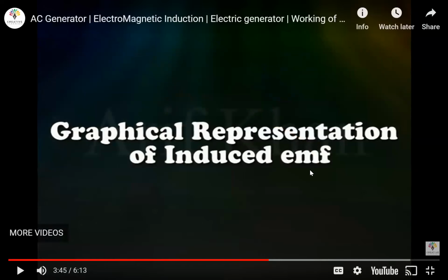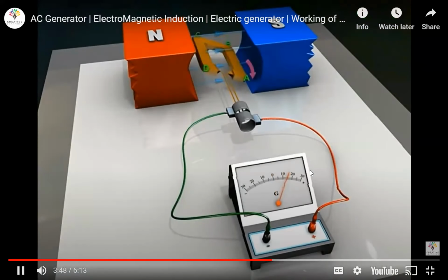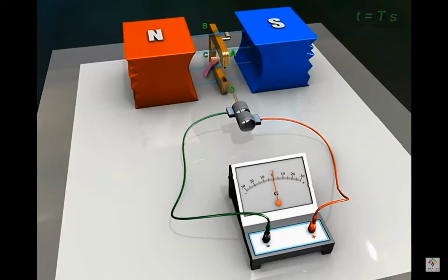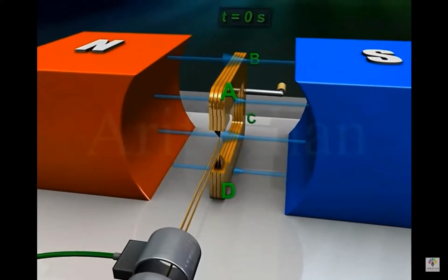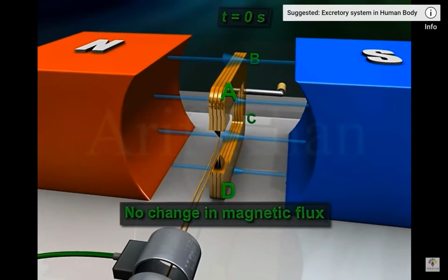Graphical representation of induced EMF. Pay attention to this part. Always comes out in the exam. This one is very important. Suppose the armature takes t seconds to complete one rotation clockwise. At time t equal to 0 seconds, the armature ABCD is vertical with arm AB up and arm CD down. At this position, when the armature rotates, the rate of change of magnetic flux is momentarily 0.